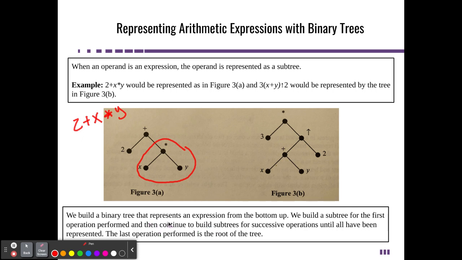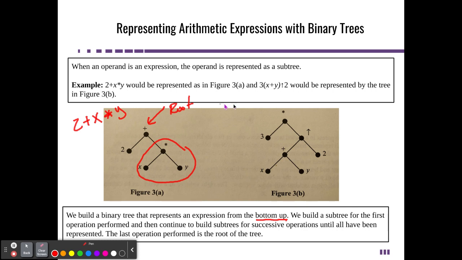We build a binary tree that represents an expression from the bottom up. So you can see the x plus y, the x times y would come first, order of operations, and then we would do the plus 2 to that. We build a subtree for the first operation performed, then continue to build subtrees for successive operations until all have been represented. The last operation performed is the root of the tree.